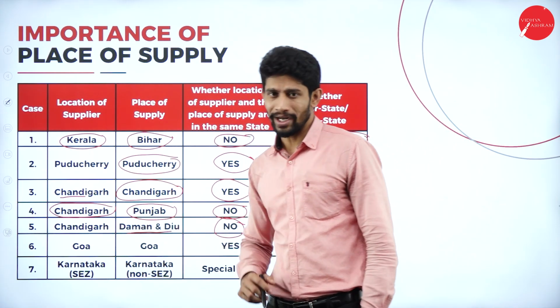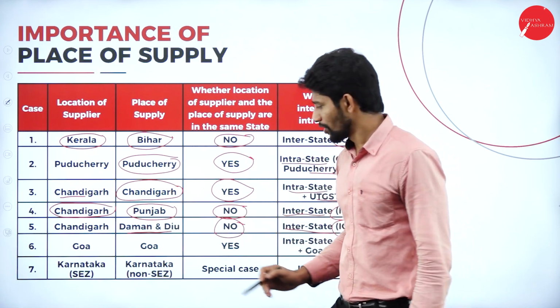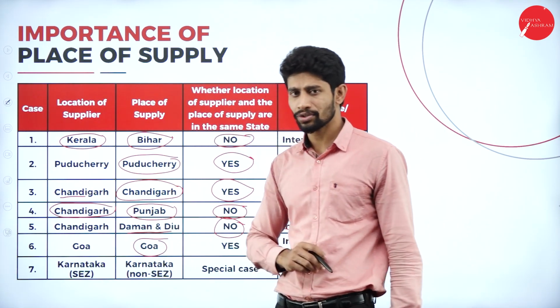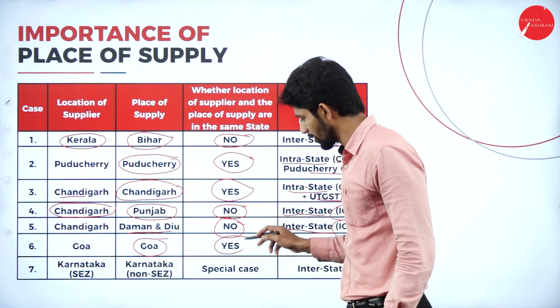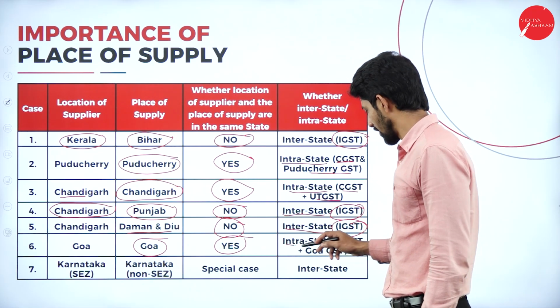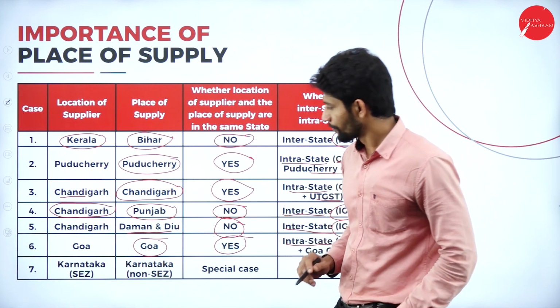Next, Goa. Supplier is in Goa and is supplying to Goa only. So now both are in the same state, right? Yes, both are in the same state. So now it is an intrastate supply, that means within the state.